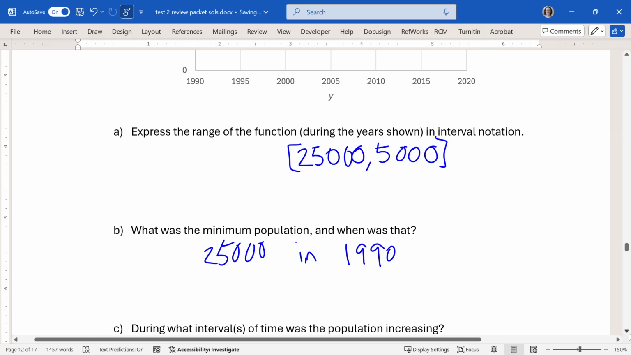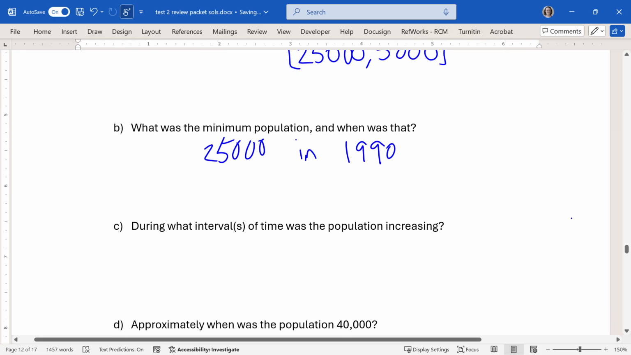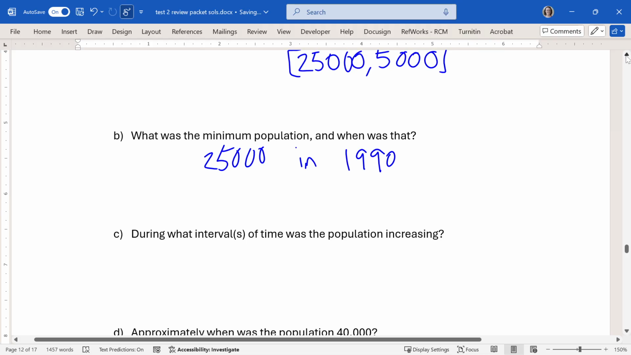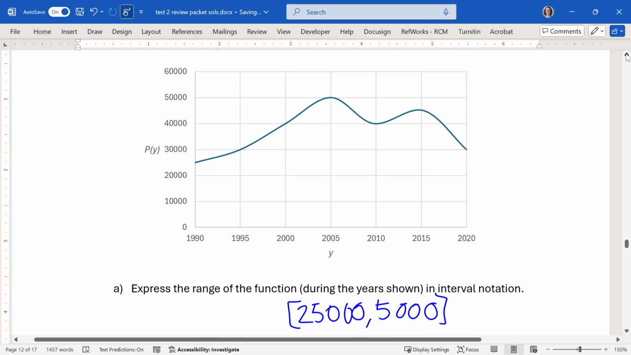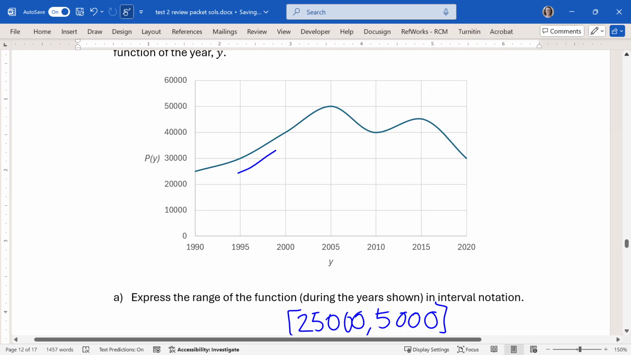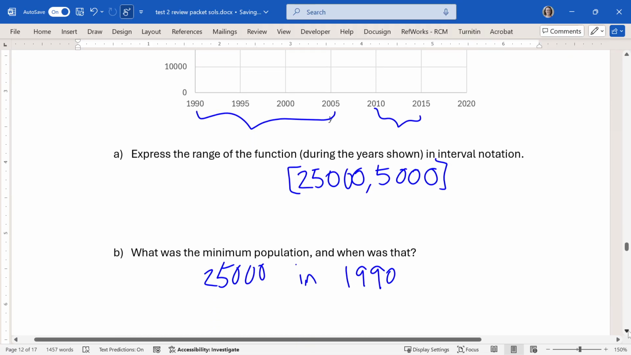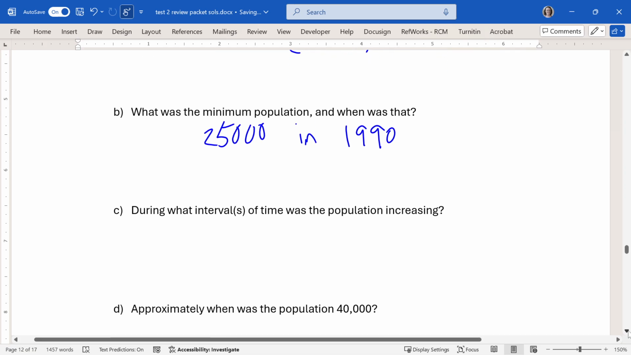Okay. Third part, during what intervals of time was the population increasing? So increasing intervals are where it's going up from left to right. So there and there. So it looks like from 1990 to 2005 here, and then 2010 to 2015. It's going up. So I'm going to answer like that. 1990, 2005.